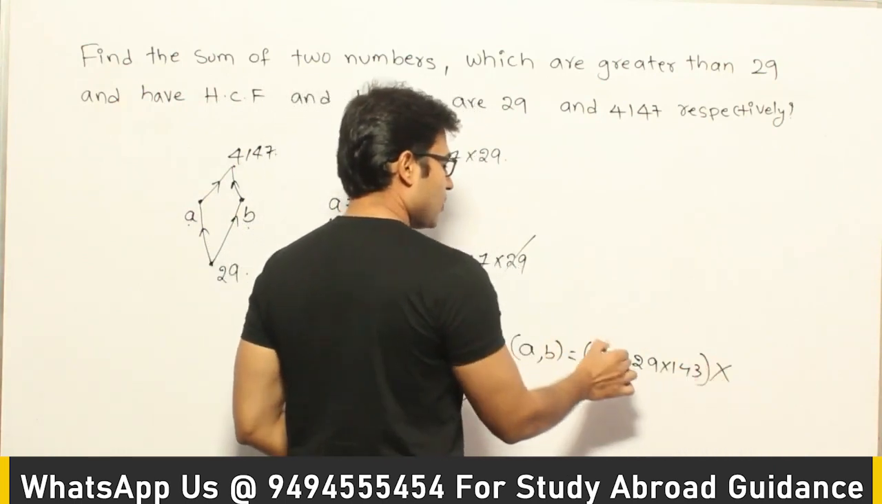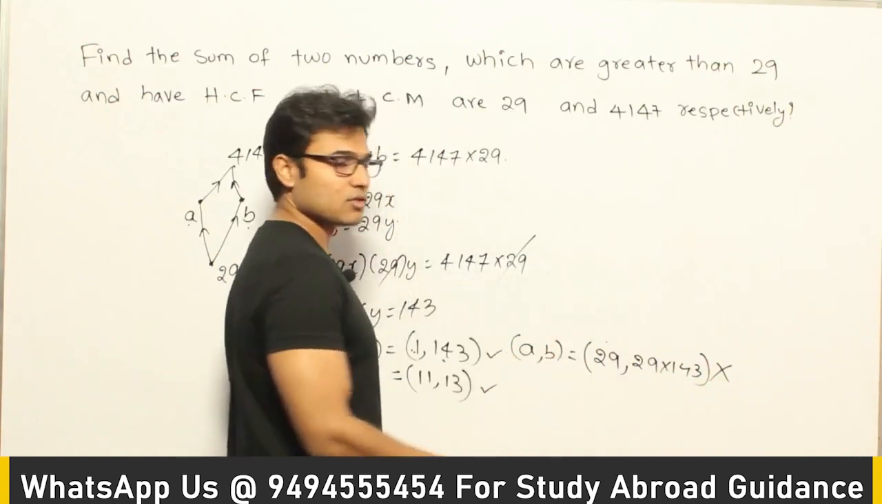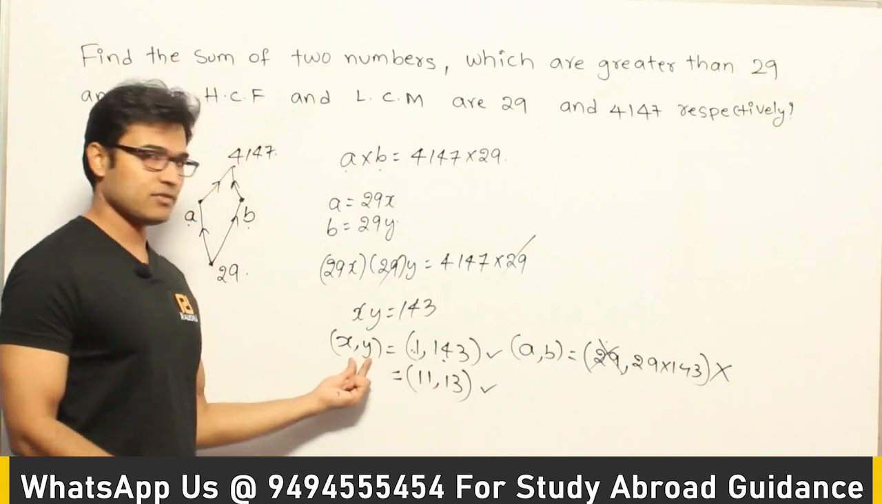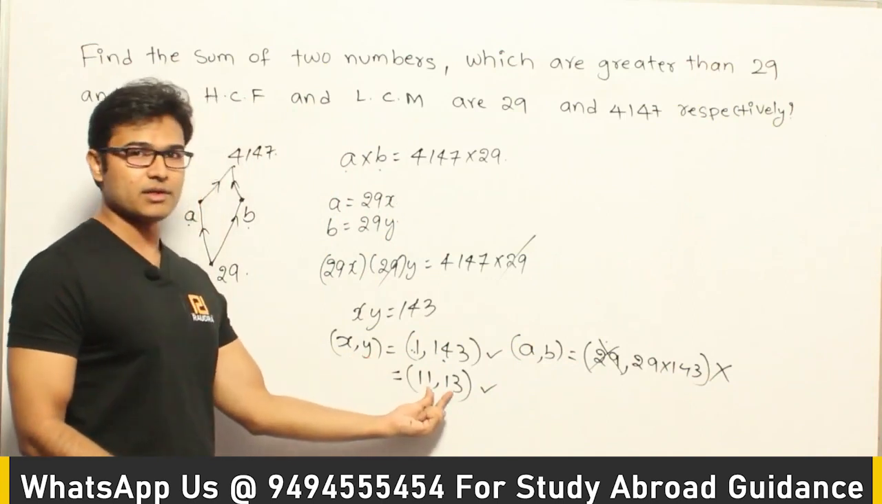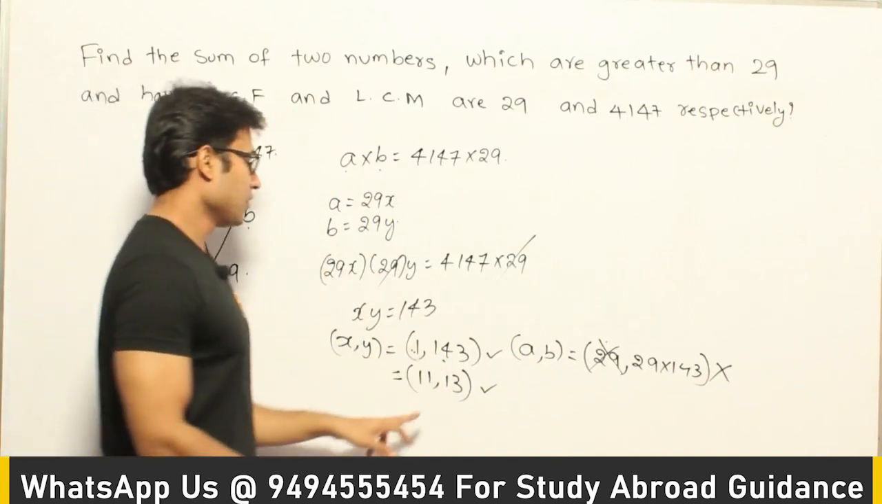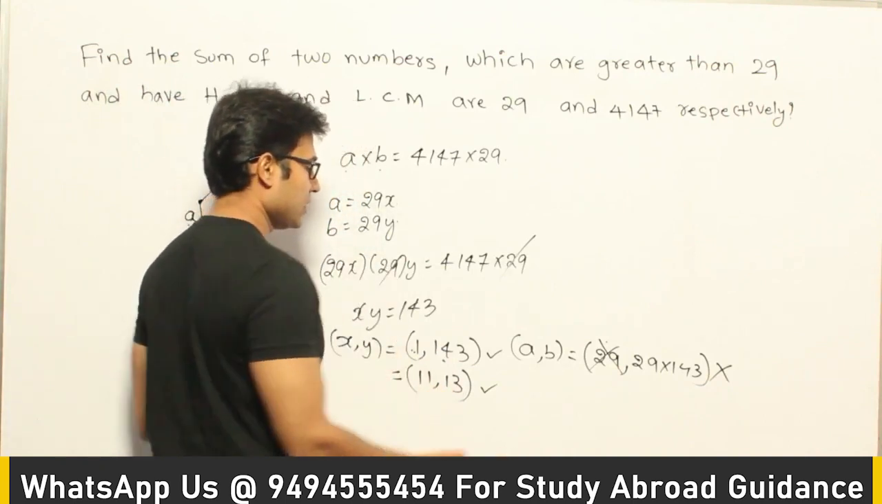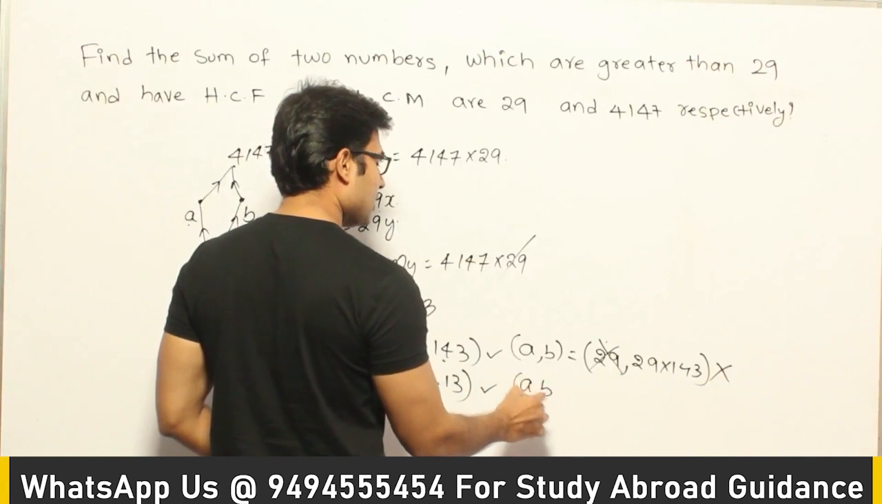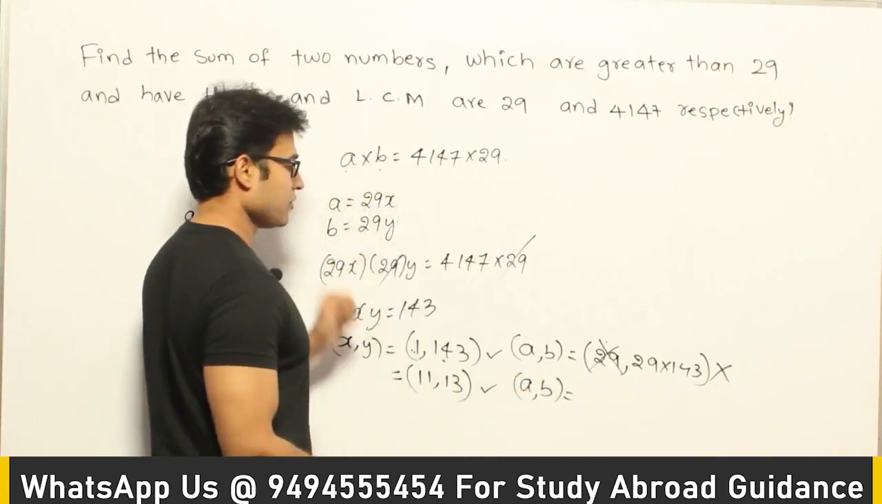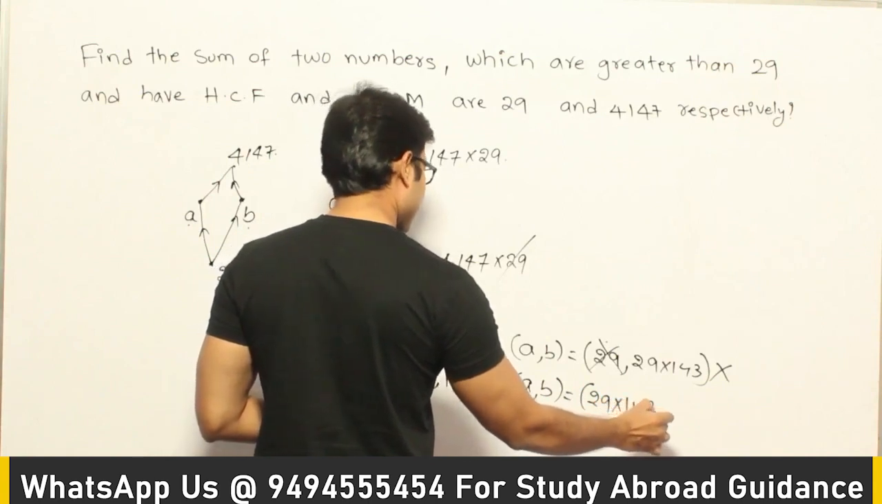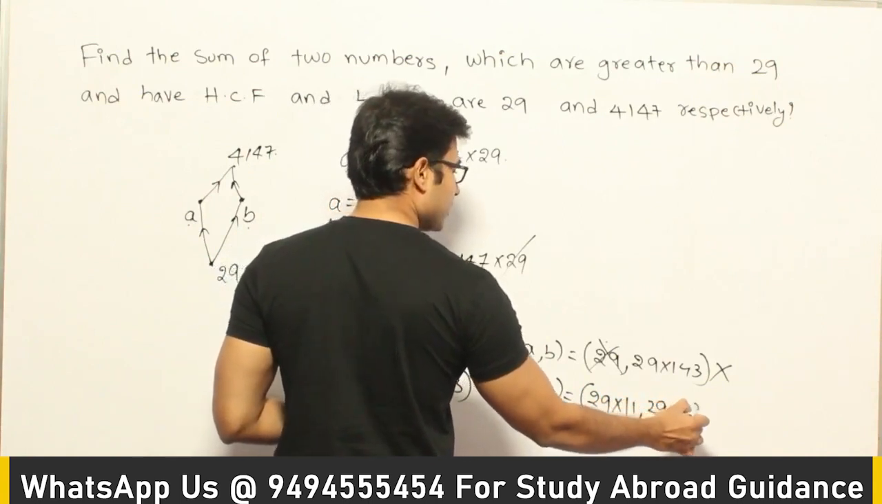The reason is that one of the numbers is not greater than 29. So because of this number, this cannot be the combination for X and Y. The other combination is 11 and 13. This must be the combination. Therefore, if X and Y are 11 and 13, what would be the original numbers? The original numbers would have been 29 into 11 and 29 into 13.